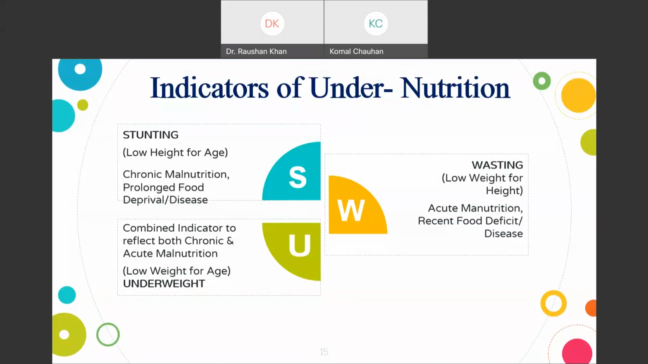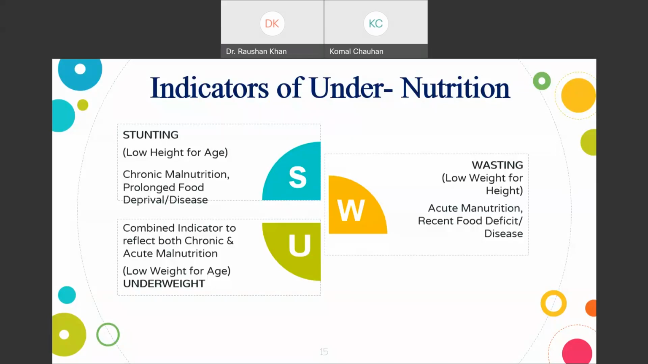Then underweight is a combined indicator to reflect both chronic and acute malnutrition. How is it assessed? It is assessed by low weight for age. If the baby's weight is low as per the age, then the category is known as underweight. It can be chronic as well as acute.